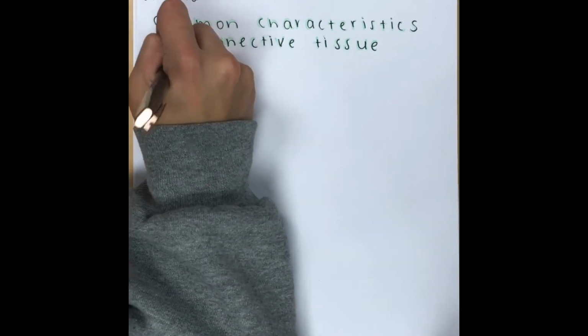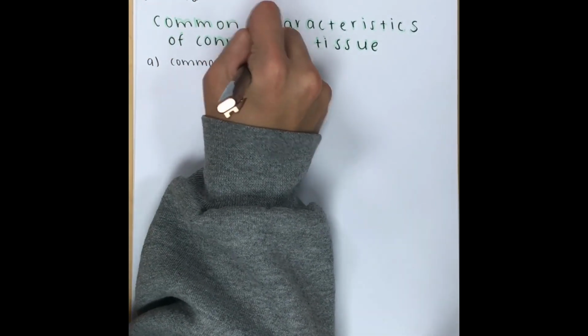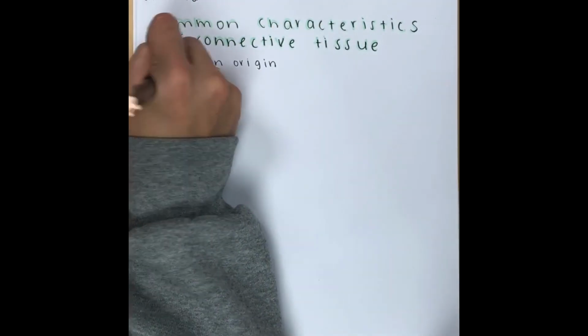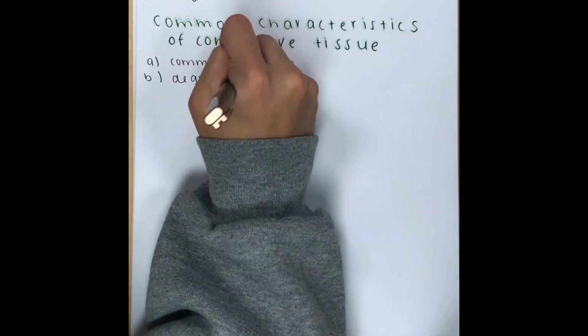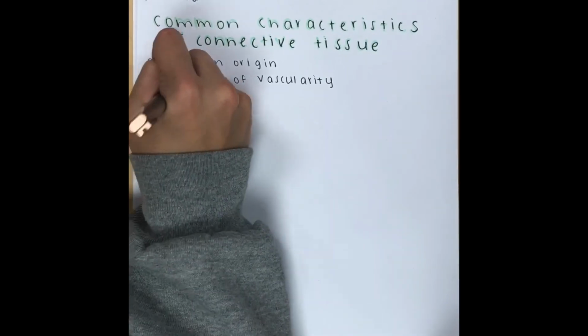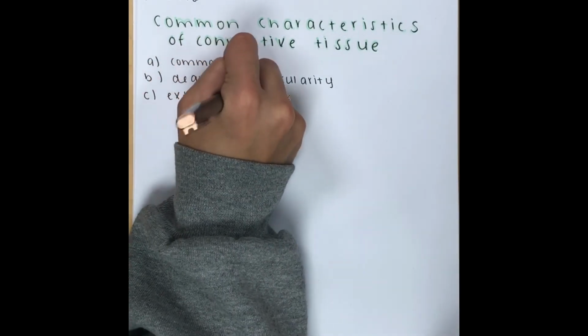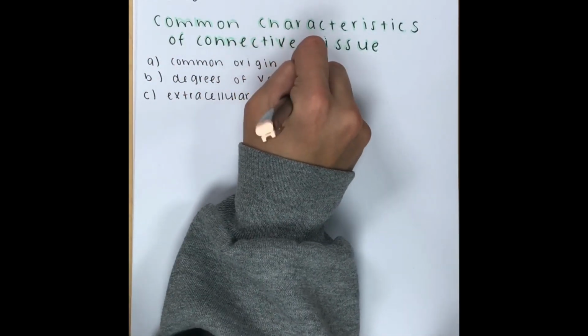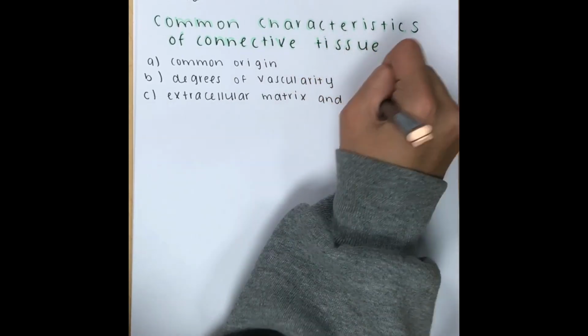Now we'll move on to the common characteristics of connective tissue. There are 3 common characteristics of connective tissue. First, they have a common origin. Second, they have degrees of vascularity. And lastly, extracellular matrix and scattered cells.